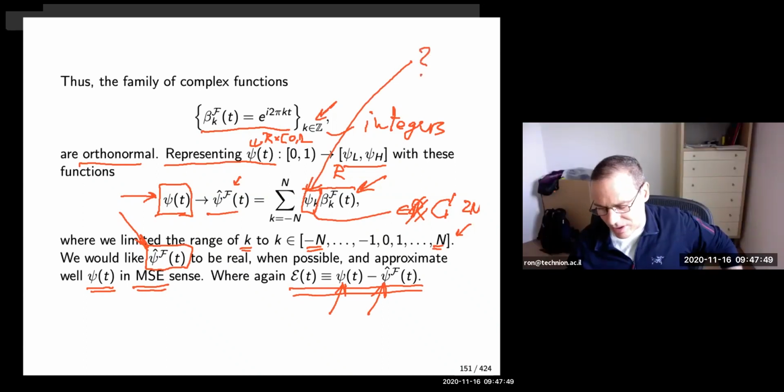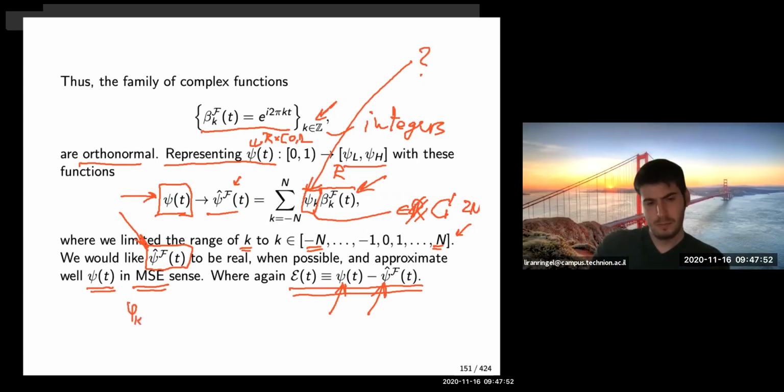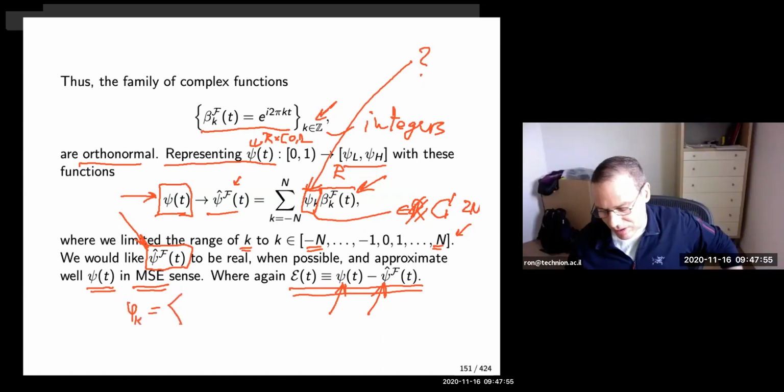Okay, so Liran is suggesting that my coefficients would be nothing but the projection, and in a moment we'll define a projection of my psi of t on the beta k f of t. So let's explicitly write the mean square error. I mean, let's try to see what happens when we minimize this one. Actually, let's write it explicitly and then see that indeed the only thing that we can do is play with the projection, with the coefficients.